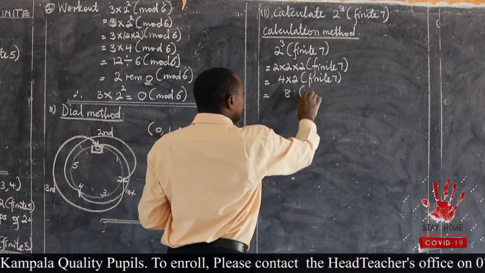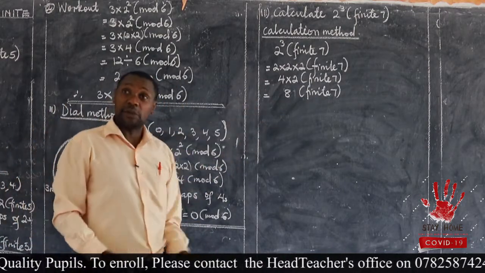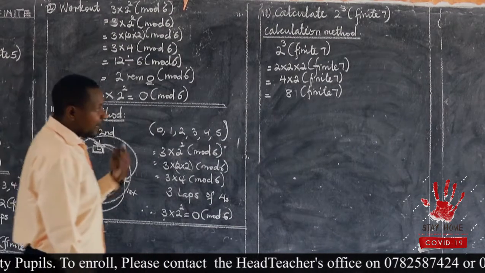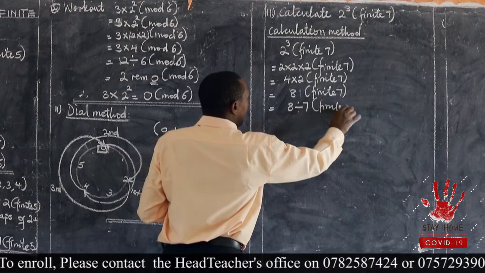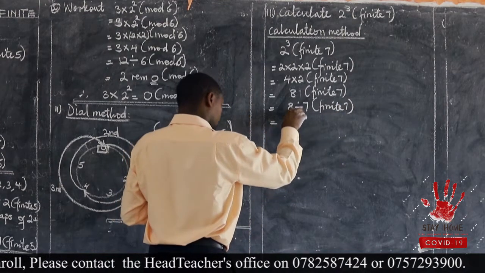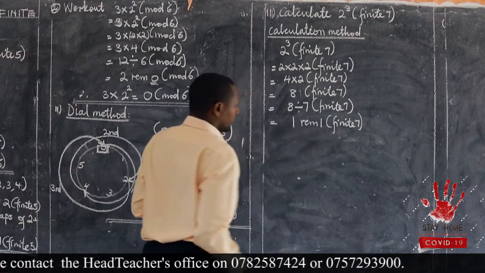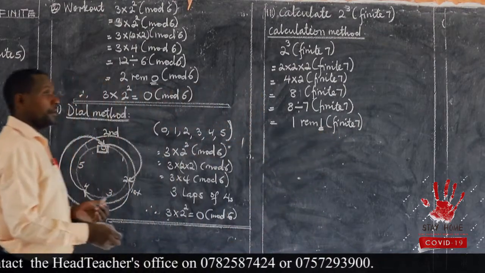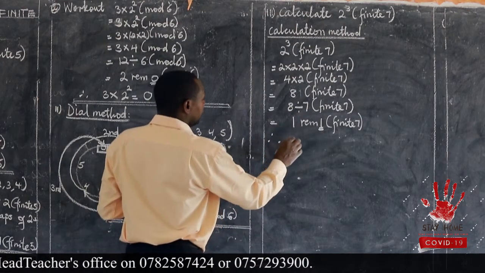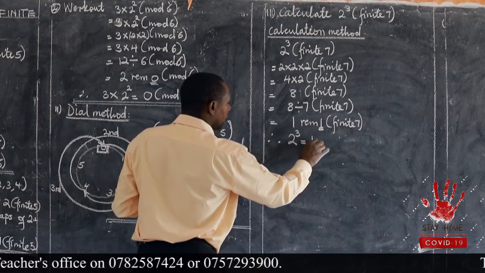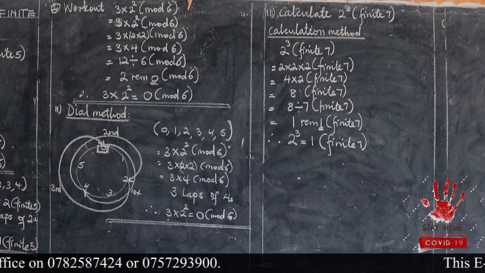But do we have 8 in finite 7? Have you asked yourself that question? Can it be possible to have 8 in finite 7 so that you can leave this one as the answer? No, we cannot. Therefore, we shall have our 8, we divide by 7, and this is finite 7. And we shall have our answers: 1, remainder 1, finite 7. Does it remain like this? Remember, where we came from, we look at our remainders to be our final answers. Yes? In this case, we shall say, therefore, if I have 2 cubed, it is the same as 1, as long as it is in finite 7. Okay? Hope that one is also very simple.